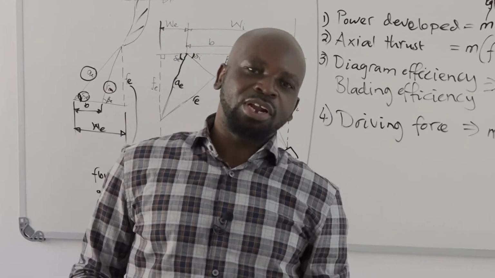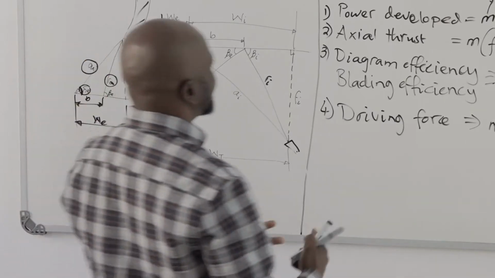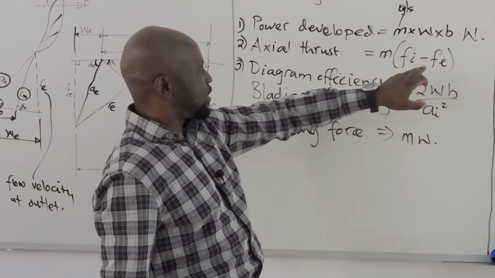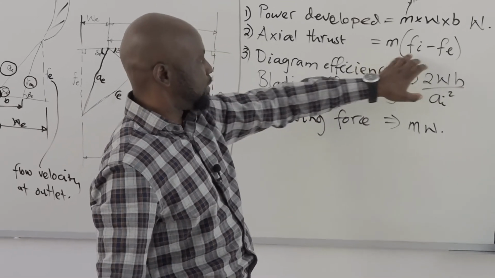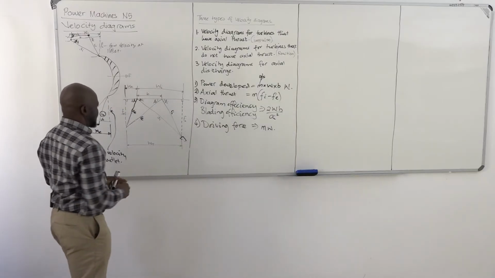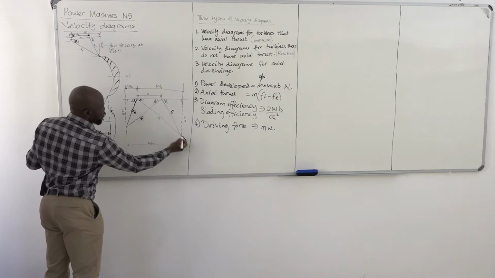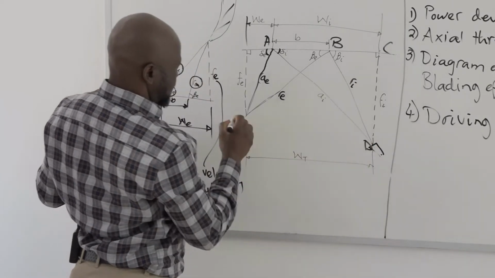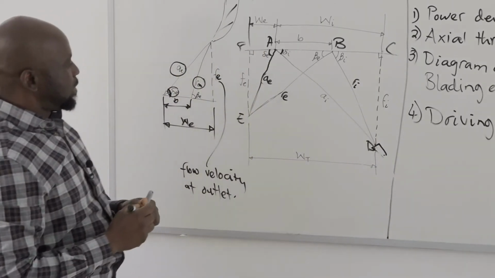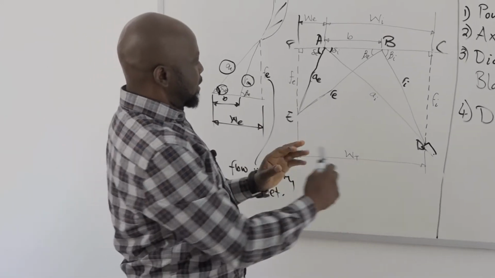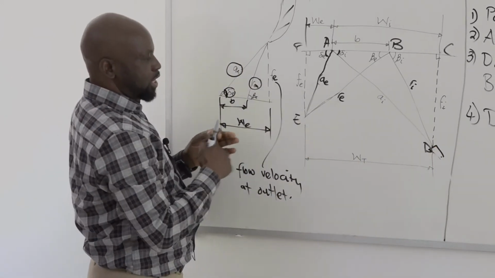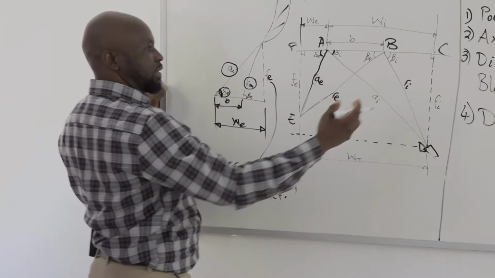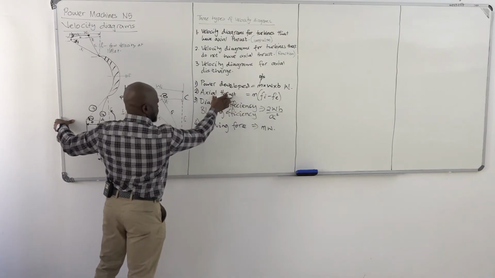However, if it's a velocity diagram for a turbine that does not have axial thrust, it means that Fi should be equal to Fe, so that Fi minus Fe is going to be 0 here. So what does it mean in our velocity diagram? Let me name these points A, B, C, D, E, and F. What it means is that the point D and the point E should be on the same horizontal plane for a velocity diagram with no axial thrust.